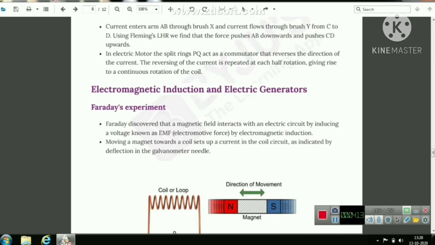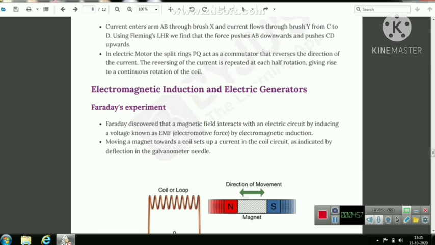Now we will see the next part, that is electromagnetic induction. Already we have seen how magnetism is induced by the flow of electric current. We have studied that when a current carrying conductor is placed in a magnetic field such that the direction of the current is perpendicular to the magnetic field, it experiences a force. Faraday discovered that a magnetic field interacts with an electric circuit by inducing magnetic induction.